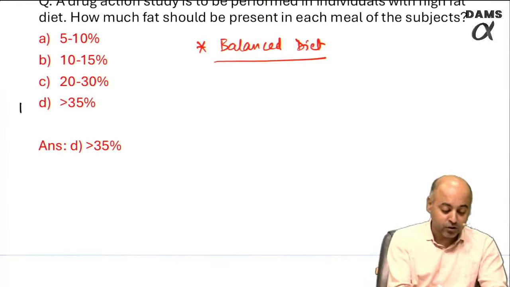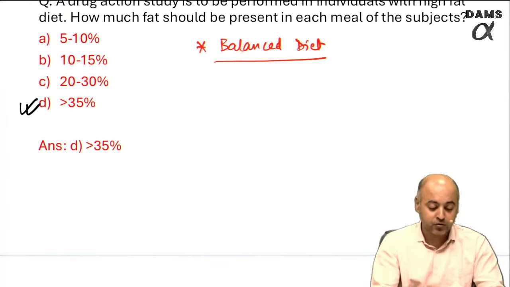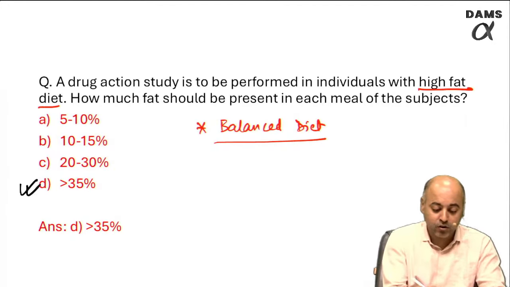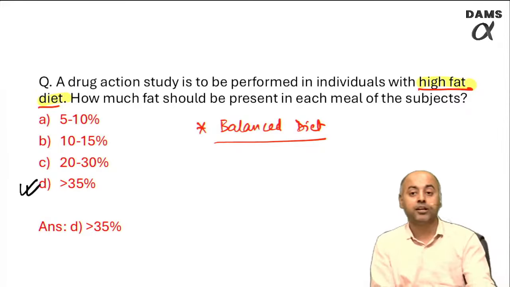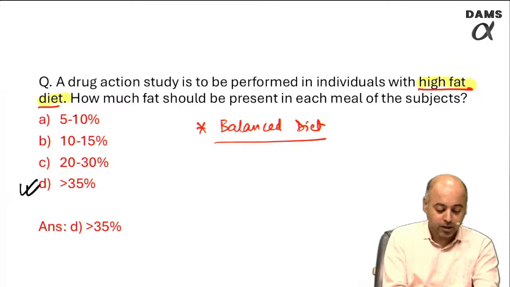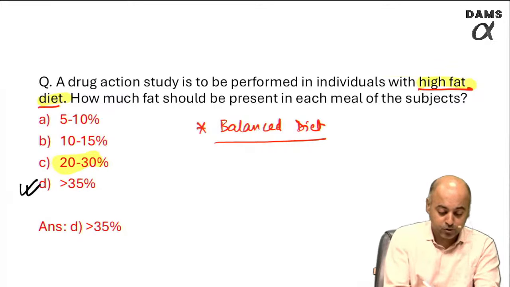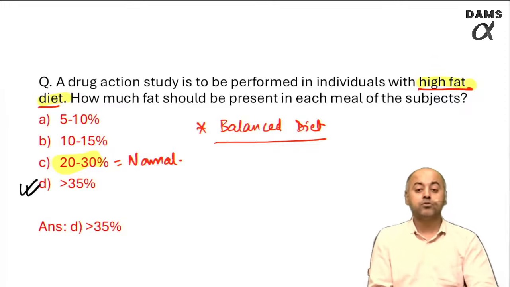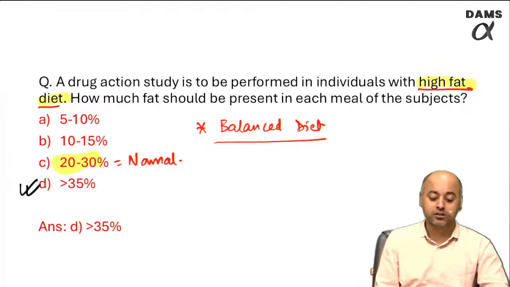Only when the value crosses 35%, we will call it the high fat diet or the lipid rich diet. So please remember this point, up to 30% is normal. Up to 30% fat content in the food is normal.